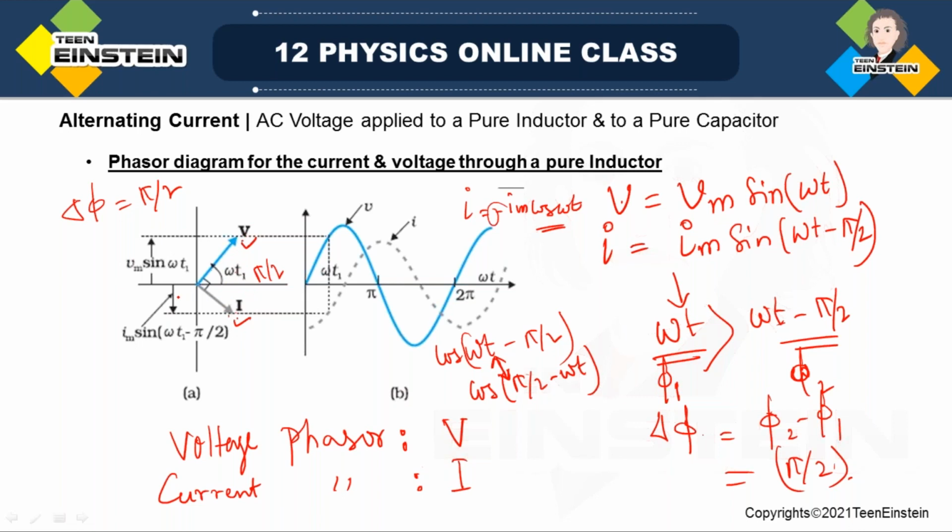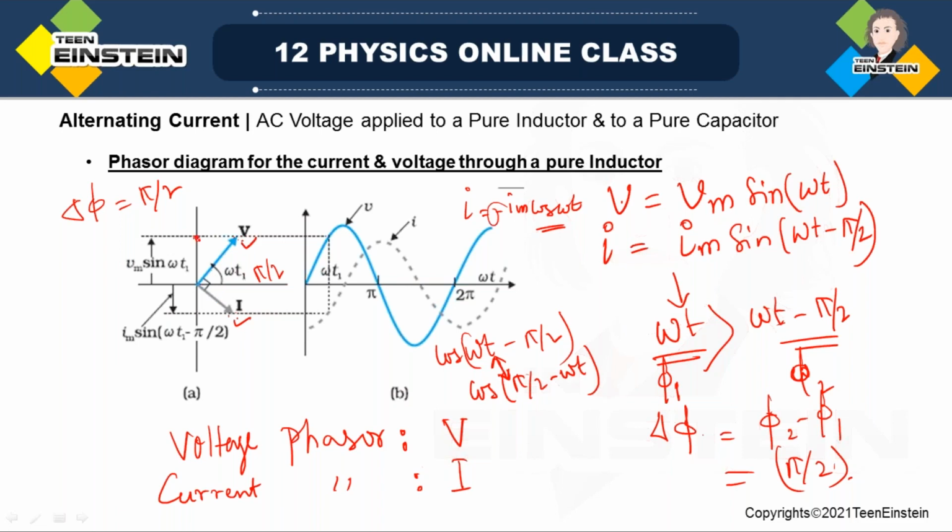So this is what is represented in this phasor diagram, and we have discussed already that any rotating vector can produce a complete sinusoidal signal. Look, this is the voltage phasor.